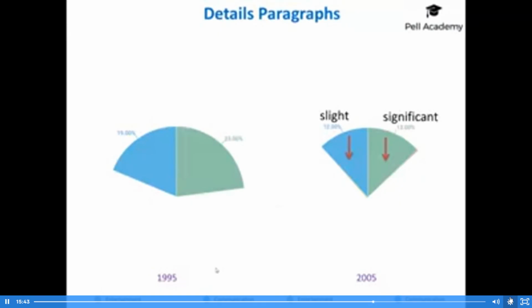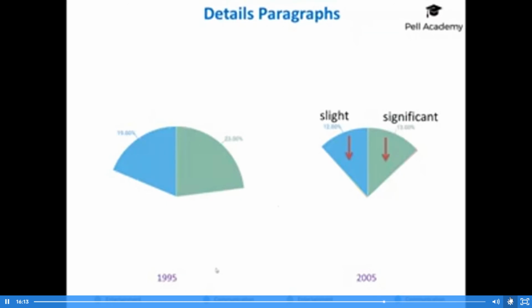So really, you can just block everything else out of your mind for this details paragraph. This is all that I care about. Now, for a details paragraph, sometimes you will have a lot of information, and you have to pick out the most important pieces, because you don't have time to describe every single detail. But in this circumstance, there's very little going on.